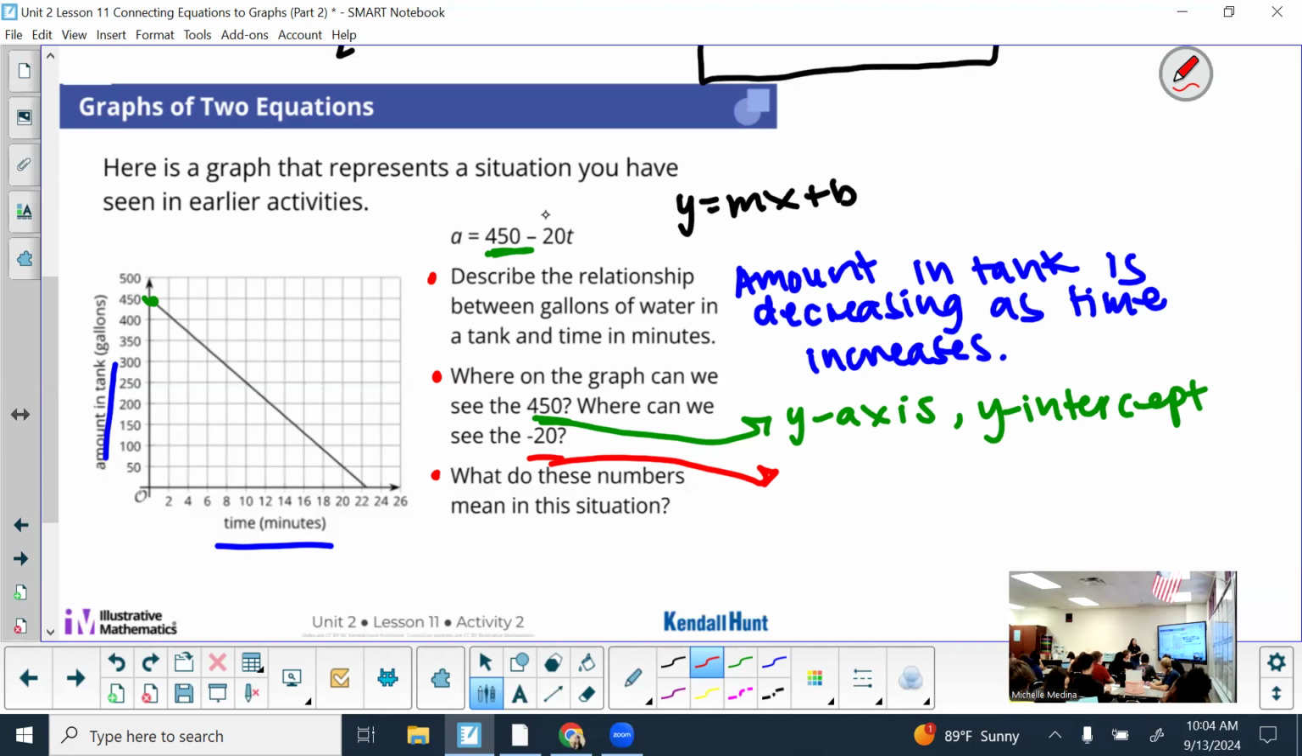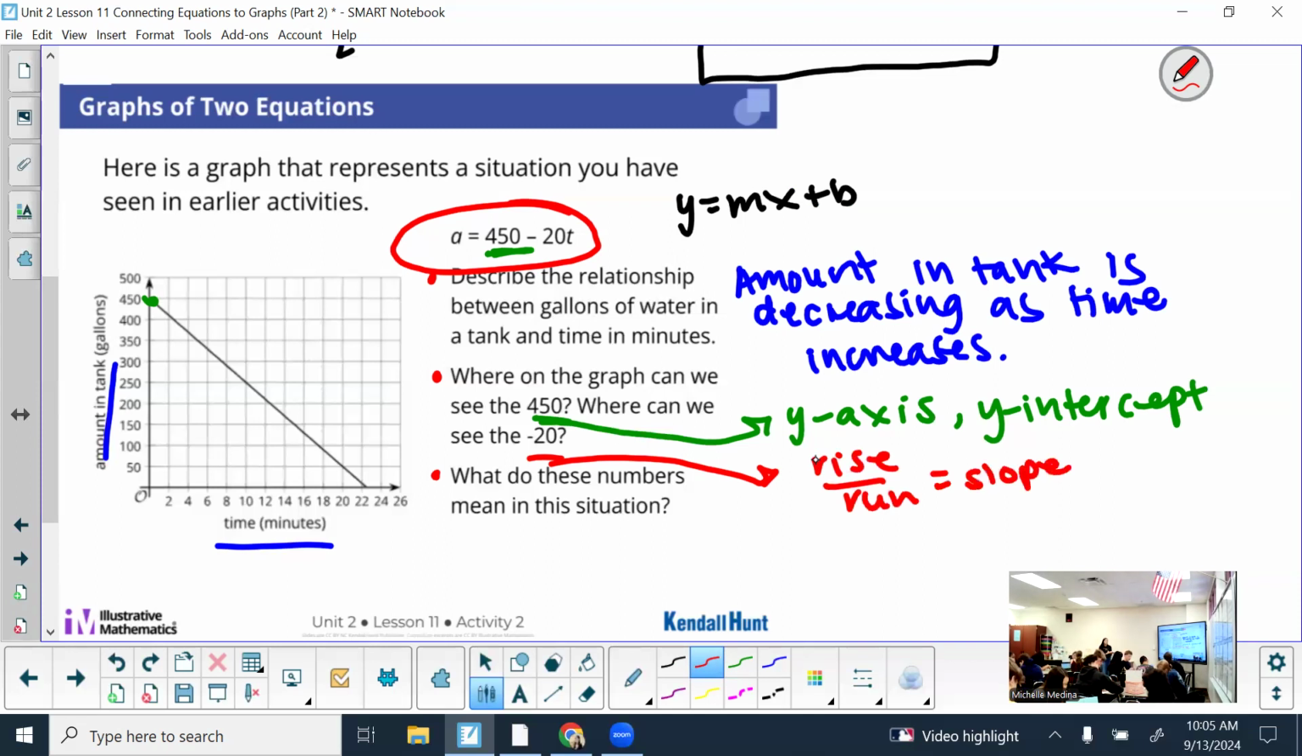So guys, look at the equation maybe for this one. We definitely see a -20 in the equation. Where do you see it? What position is it in? Where the slope goes. So where can you find slope on a graph? What is slope? Rise over run. So where you can see the -20 is in the rise over run, also known as your slope, also known as m, in case you didn't know that.